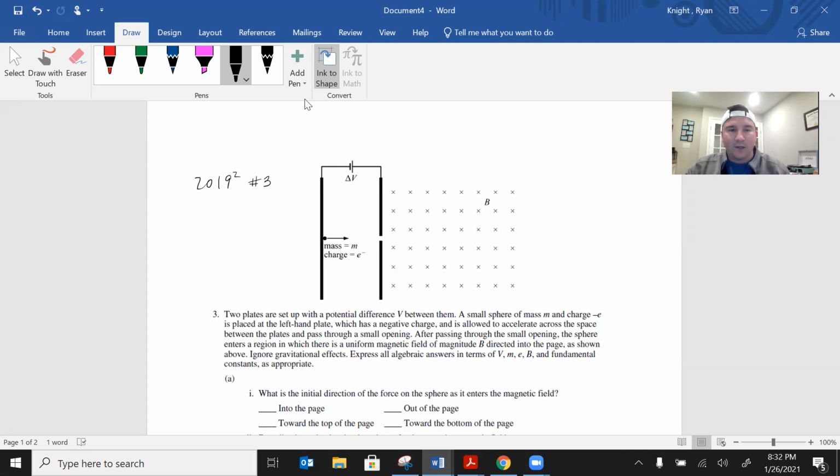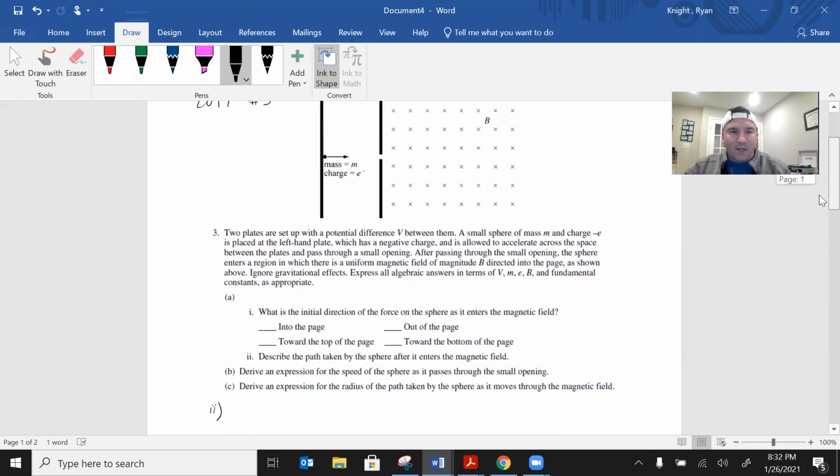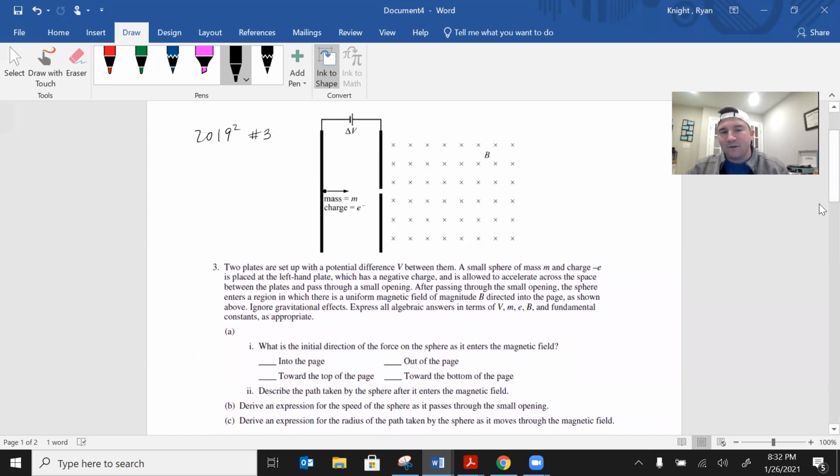I'm going to work through a couple of these problems with you guys, just so you can see. I know you have the solutions guides, but that's not always quite enough. So let's go through these real quick. This is 2019, the second version, number 3. We have 2 plates, with a potential difference V between them.